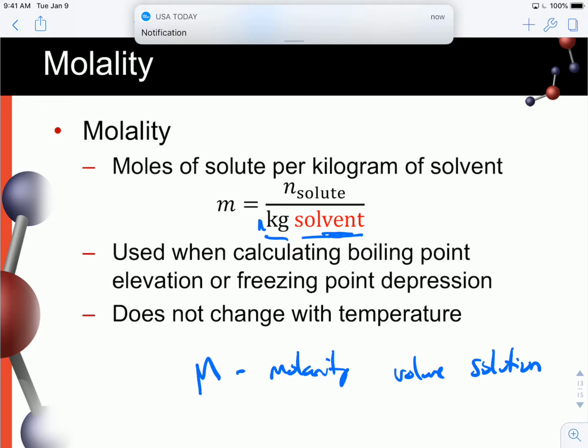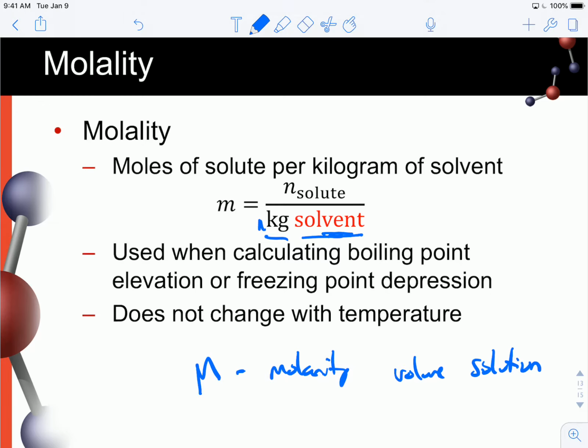because some of these things that we're talking about, these properties, depend on temperature. And if you use molarity, well, volume is dependent on temperature. Volume takes up more space at a higher temperature, so you don't want to use volume of solution. By using mass of solvent, that is independent of temperature. And when you're dealing with very precise analytical solutions, that's critical.